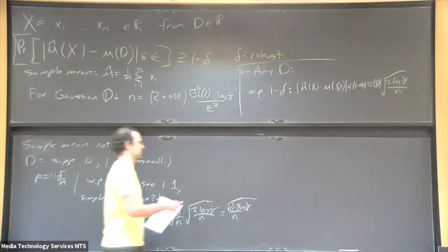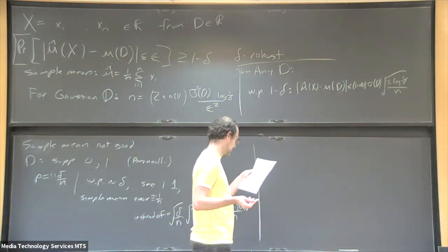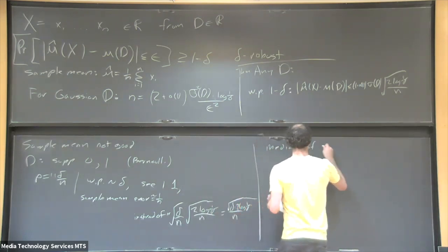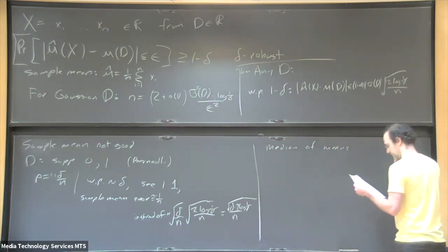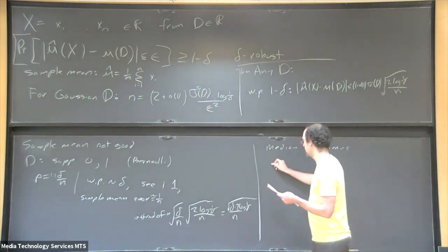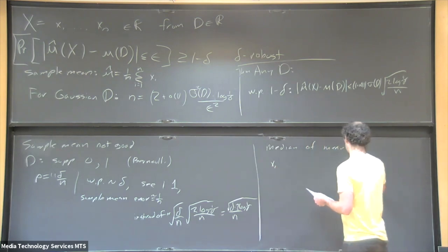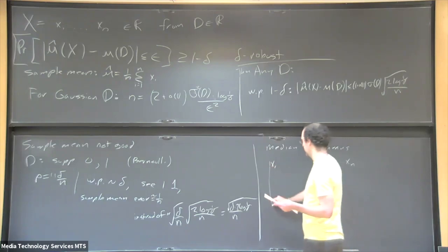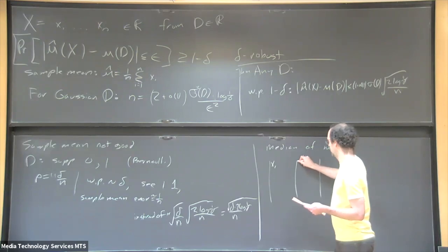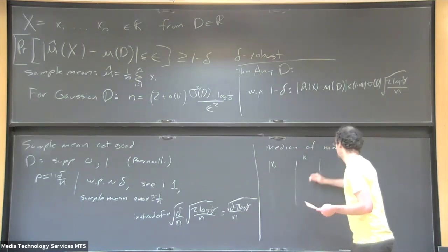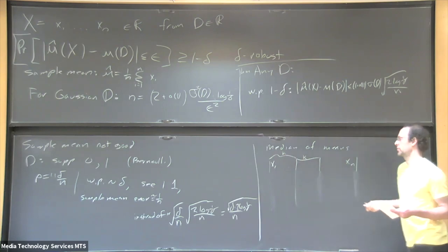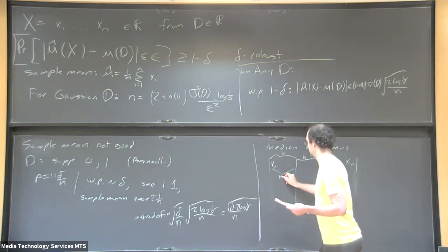Let me just analyze this via diagram. I don't feel like doing computations on the board right now. So you've got some data x1 all the way up to xn, and you do the following. You divide it into groups. Say each group is of size k. Each group is of size k, so k elements here, k elements here, et cetera. You take the mean of each group.